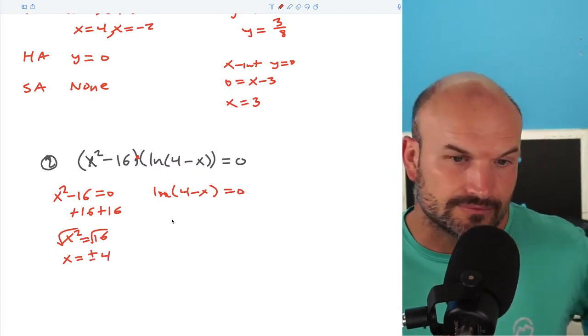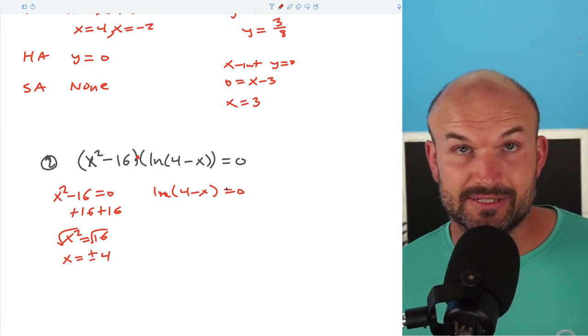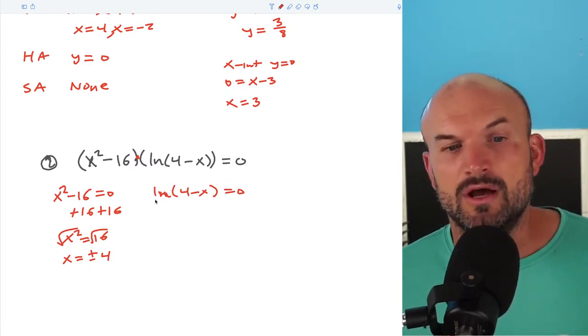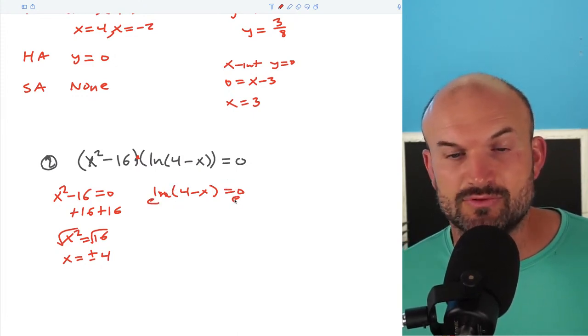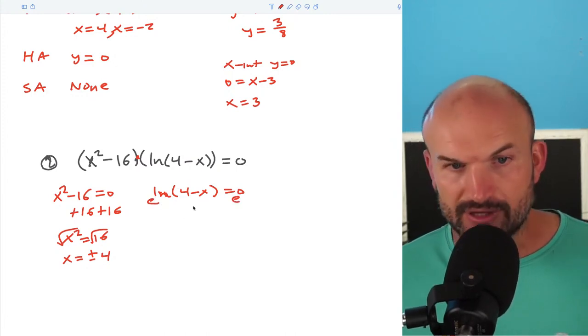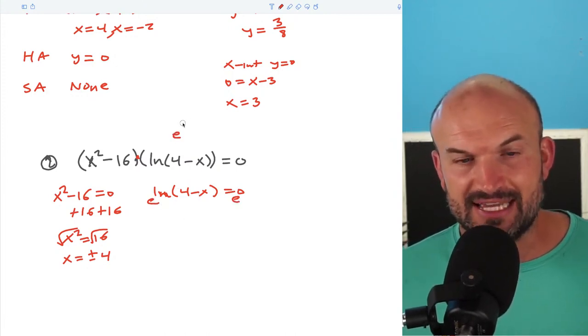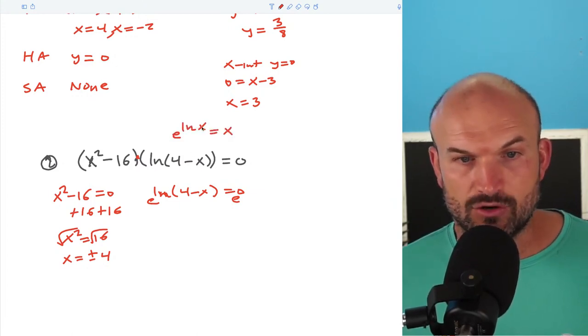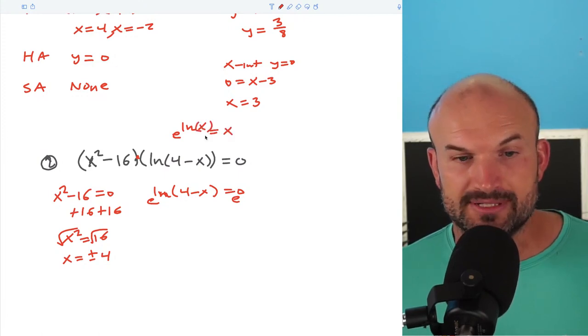Now, in this case, we have the natural logarithm is equal to 0. So if we want to get rid of the natural logarithm, what we can do is exponentiate both sides with base e. The reason we want to do that is because of the rules of logarithms. The rule says if I take e raised to the ln of x, that's just going to be equal to x, or whatever is inside of that argument.